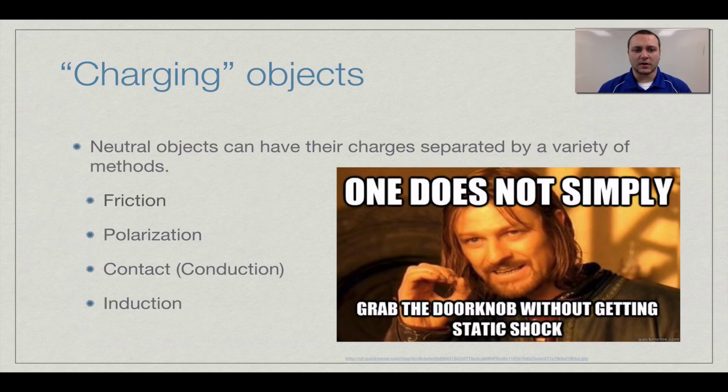So what we're looking at here, we've got four main methods that we can charge particles with. Your first one, we can charge something by friction. We're going to do this one quite a bit in lab. Polarization is the next one. Conduction, which is also charging by contact. Again, we're going to use those two terms interchangeably here. Conduction or contact, and then induction is the last type of charging.